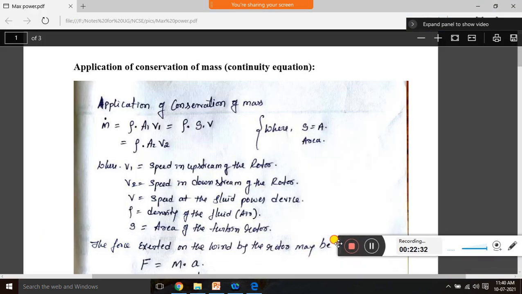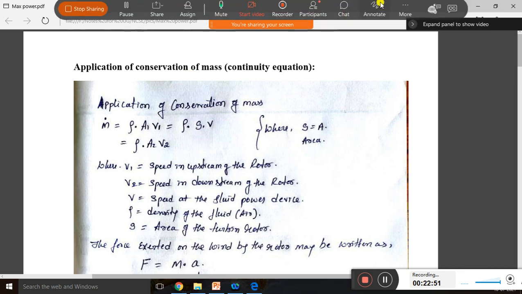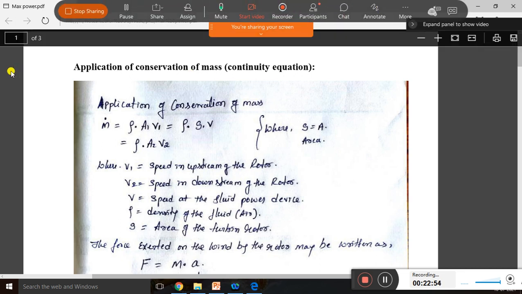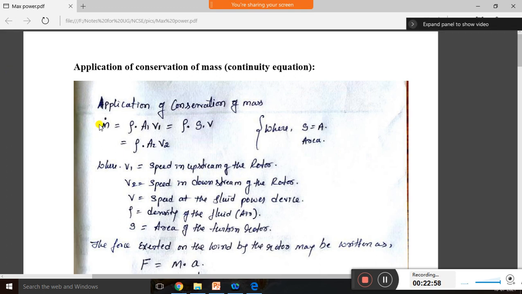Just consider, so this is the application of conservation of mass. That is what we just discussed from the Betz law. So this equation is the conservation of mass. So we can write it: this m is the mass flow, m dot.